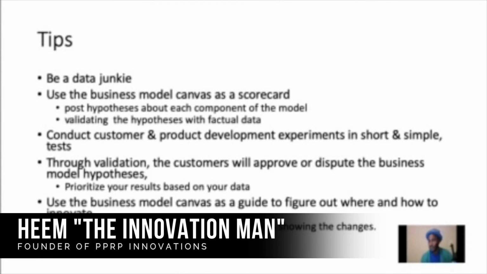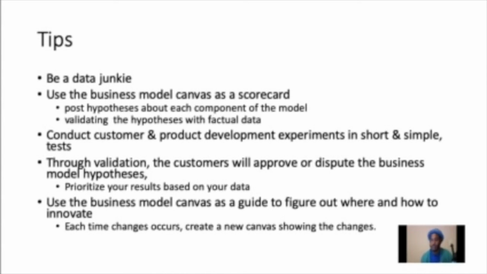Some more tips: conduct your customer research and your product development experiments, and make sure those experiments are very short and very simple so that you can collect simple data to help you make decisions. As you validate, the customer is going to tell you what they like and what they don't like. It's your responsibility to document that data and to prioritize what's important for you and the changes that you need to make to deliver the most value you can with your product. And last but not least, use your business model canvas as a guide to figure out where and how to innovate.